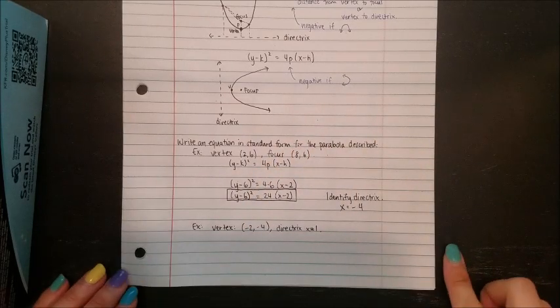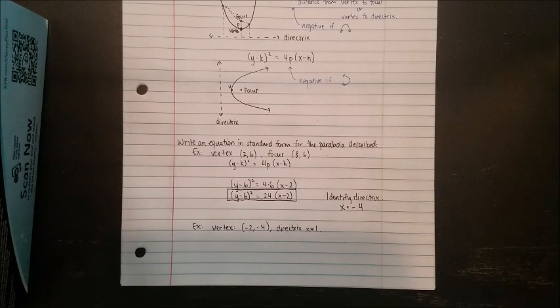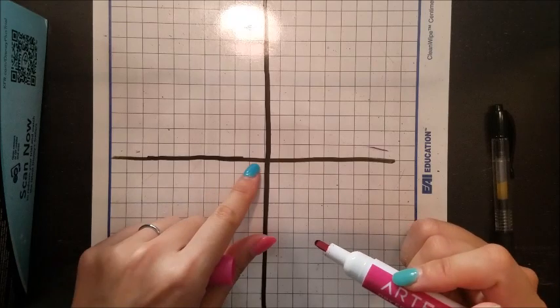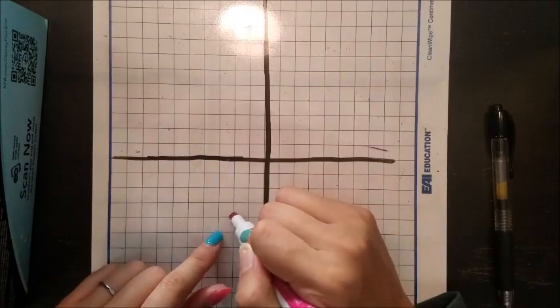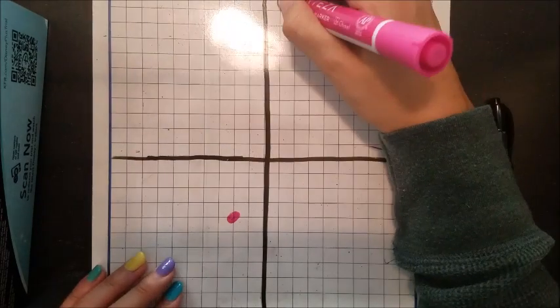Okay, let's say this time the vertex was at -2, -4, and the directrix was at x equals 1. So let's draw this out again. All right, so we said the vertex was -2, -4, which is right there. And then they told us the directrix was x equals 1. So x equals 1, the x tells me that it's a vertical line, and then 1 would be right here.